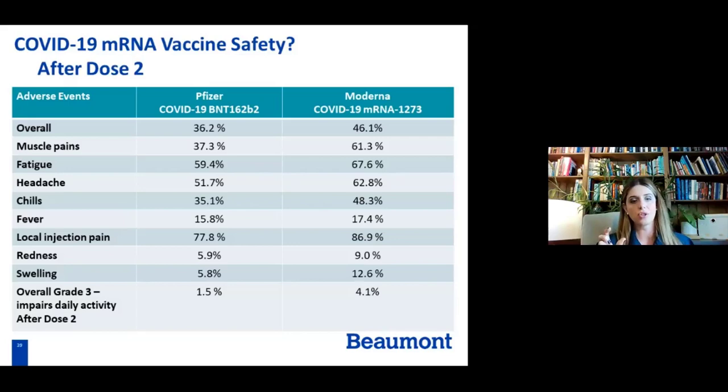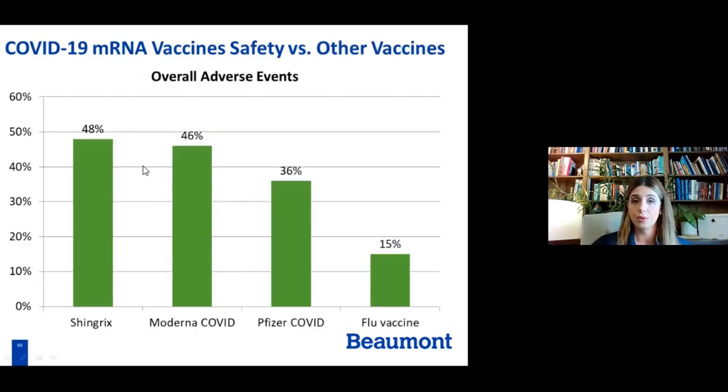But I think the bigger question is, what percent of patients had that grade 3 where it impairs your daily activity, you couldn't go to work, or you couldn't get out of your bed for a day? That was between 1.5% for the Pfizer and 4%. Again, those did not lead to hospitalizations. You might have required Motrin or Tylenol to help alleviate some of that. But there was no mortality or grade 4 reaction from the vaccine that was observed.